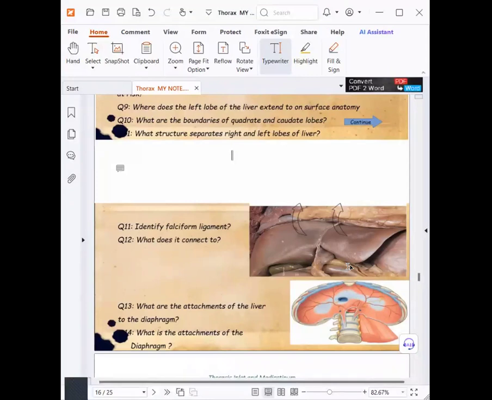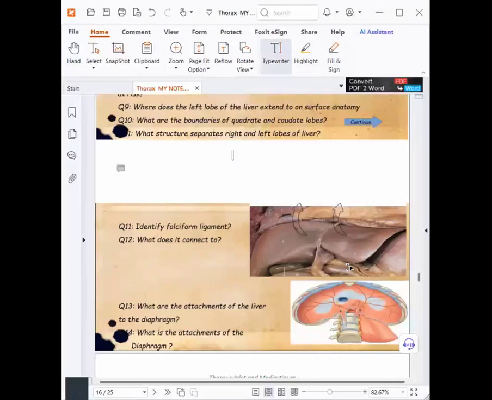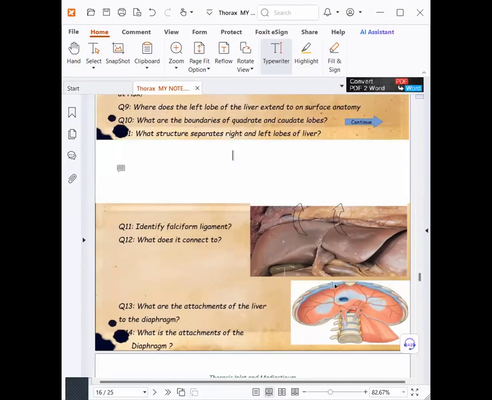Yes. What is it composed of? Maybe it is the right and left triangular ligament and coronary ligament. I'm not sure. No, no. What is the falciform ligament composed of? It is a band of fibrous tissue. I'm not sure. I wrote it somewhere.